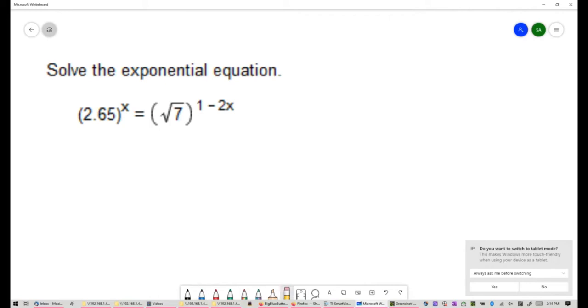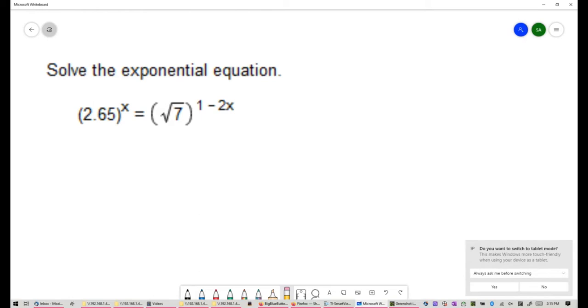So on this one, we're working on an exponential equation that we want to solve. 2.65 to the x equals square root 7 to the 1 minus 2x. So this is an exponential equation. I have three methods that I typically use to solve exponential equations. That's to make the bases the same, to convert to a log, or to take the log of both sides.